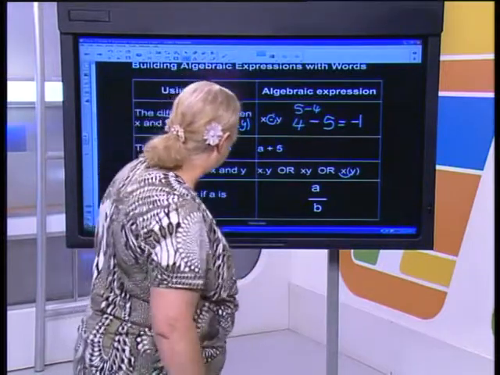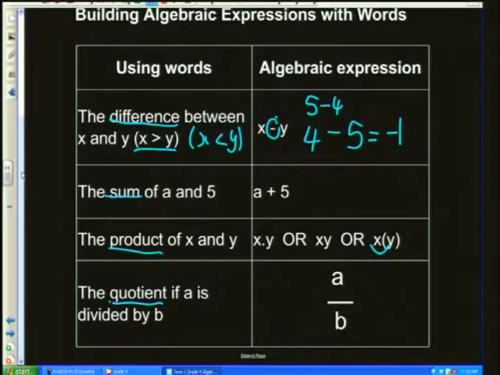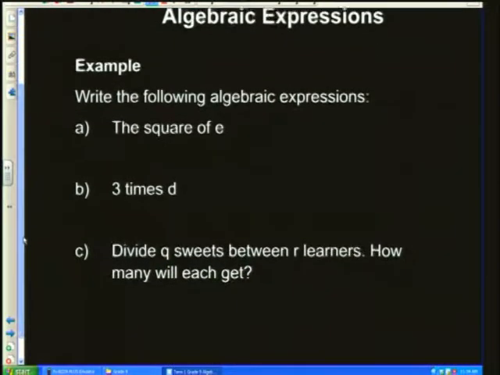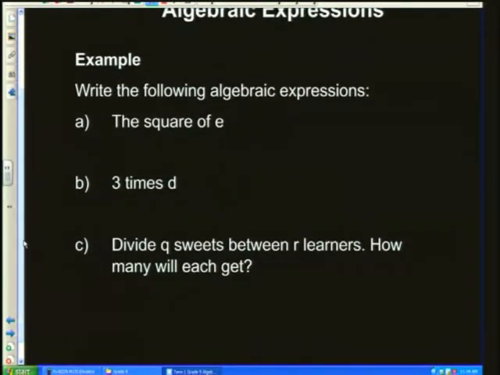Then the quotient means divide, and we will simply say A is divided by B. So that is how we write it in words and then move it over to algebraic expressions. I have an example here for you, but I'm not going to do it. I'm going to rest a little while, and I'm going to ask you to do these three for me, please. I'm only going to give you a few seconds because it is really simple. You just need to write them down.